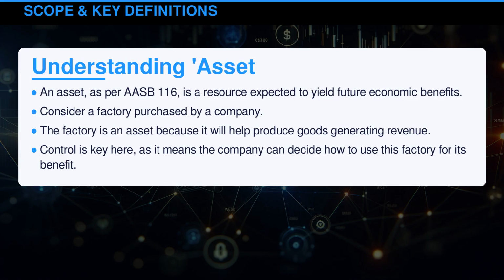An asset, as per AASB 116, is a resource expected to yield future economic benefits. Consider a factory purchased by a company. The factory is an asset because it will help produce goods generating revenue. Control is key here, as it means the company can decide how to use this factory for its benefit.